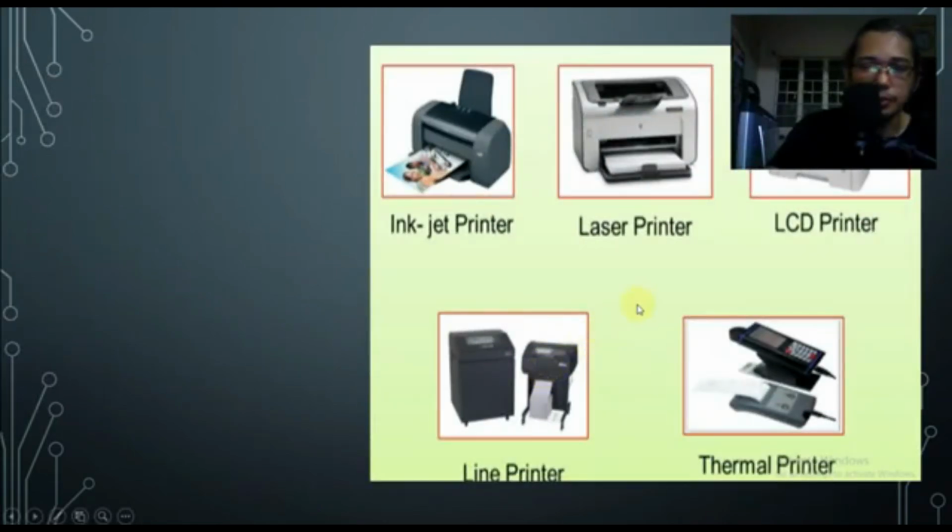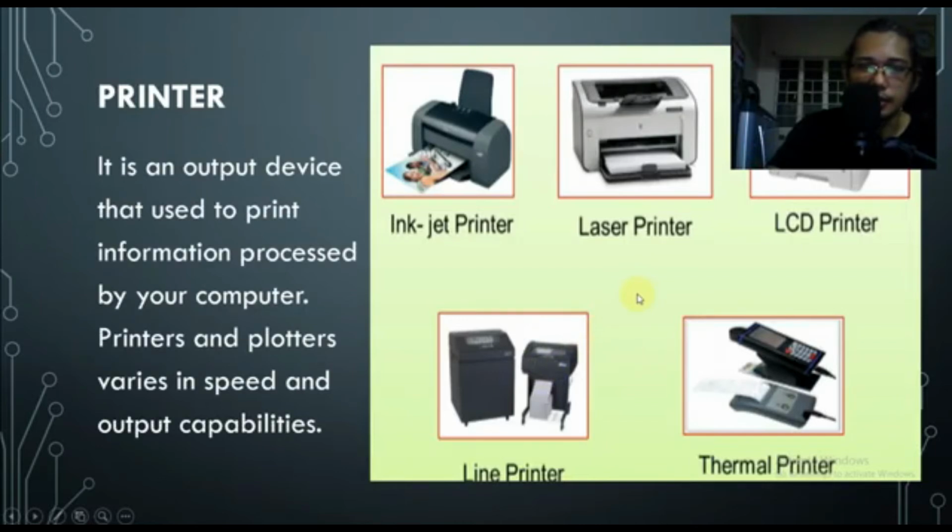Siguro naman familiar na kayo dito, no? These are the printers, and these are the 5 different types of printer. A printer is an output device that is used to print information processed by your computer. Printer and plotter vary in speed and output capabilities. So meron tayong dalawa dito, printer saka plotter, no? So later muna yung plotter, printer muna tayo.